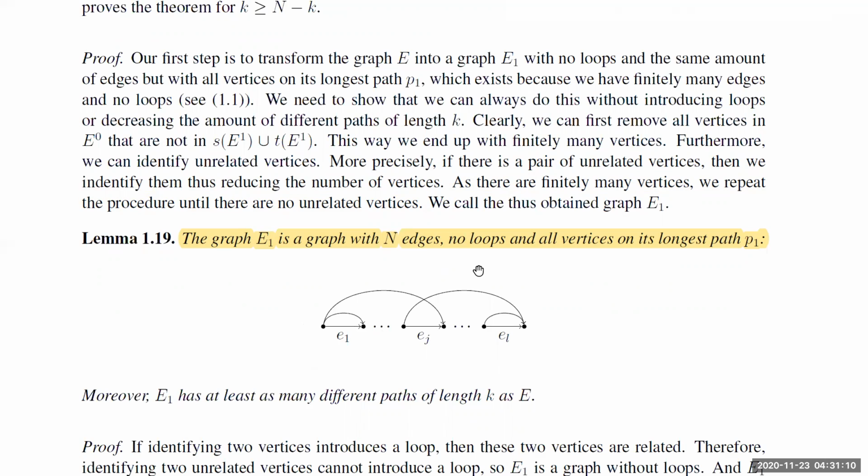And the name of the game is to make moves, algorithms that somehow reallocate these jumping edges in such a way that we preserve what we want to preserve. We do not decrease the number of all different paths of length k. We don't introduce a loop. And of course, we don't lose any edges. And then we make these moves, and somehow at the end of the day, we remove these jumping edges. Okay, and of course, this is the crucial part of the whole reasoning. We must see that this new graph E1, into which we transformed our given graph E, has at least as many different paths of length k as E. So this is what we're going to prove in this lemma.